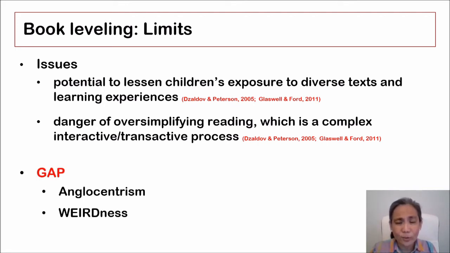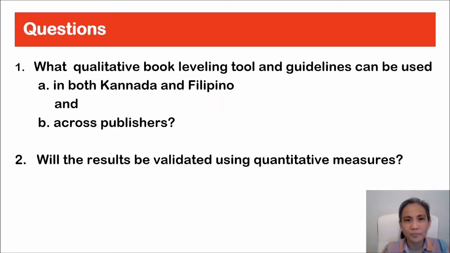And connected to this is the gap in the book leveling literature, which is Anglo-centric or English-focused, and WEIRD too, or centered on the experience of Western, educated, industrialized, rich, and democratic populations.